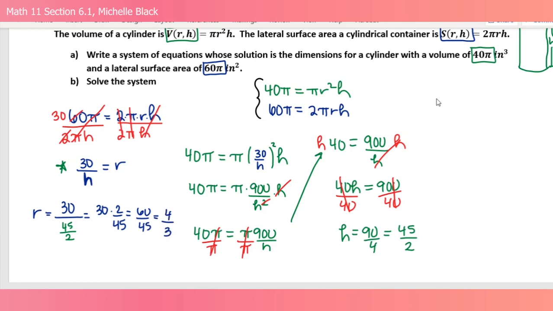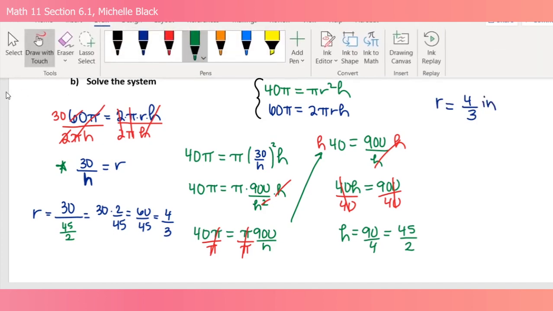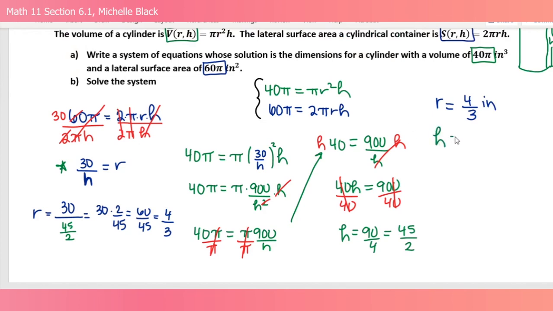So what we found is that our radius is equal to 4/3 inches, and our height is equal to 45 over 2 inches. Or if you wanted these as decimals, your radius is about 1.33 and your height is 22.5.